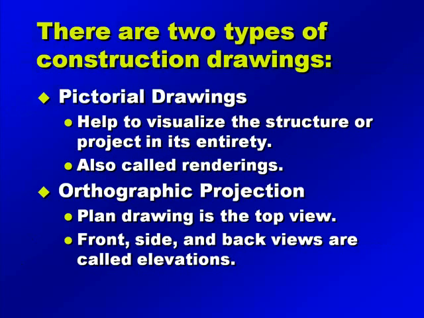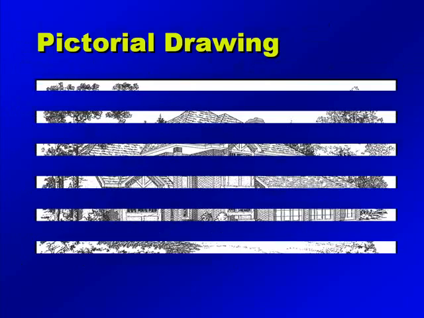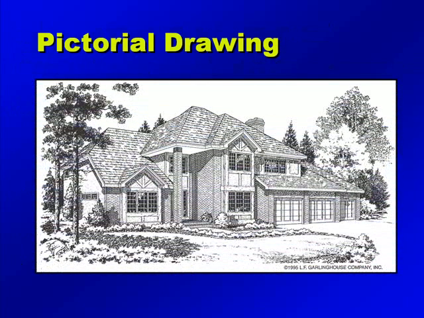Okay, now there are two types of drawings. There's a pictorial drawing and orthographic projections. Okay, now I'll give you an example of a pictorial drawing. This is an example of a pictorial drawing. A pictorial drawing is just a drawing that shows you how we as humans see things.